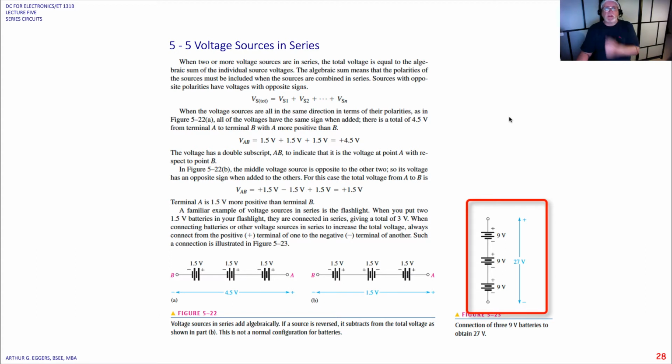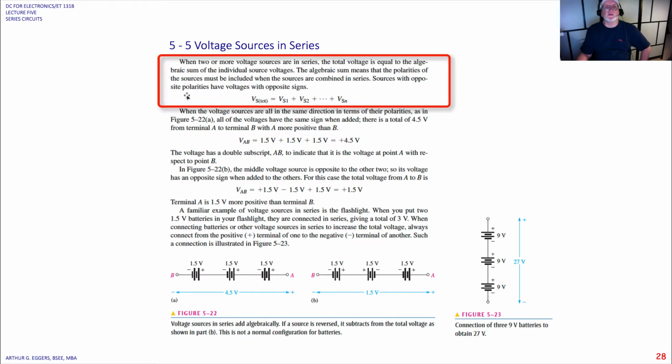So the algebraic sum means that the polarities of the sources must be included when the sources are combined in series. Sources with opposite polarities have voltages with opposite signs. So generically speaking, our relationship says that the source total is equal to each of the individual sources, 1, 2, 3, 4, 5, out to n, and we have to observe the signs.